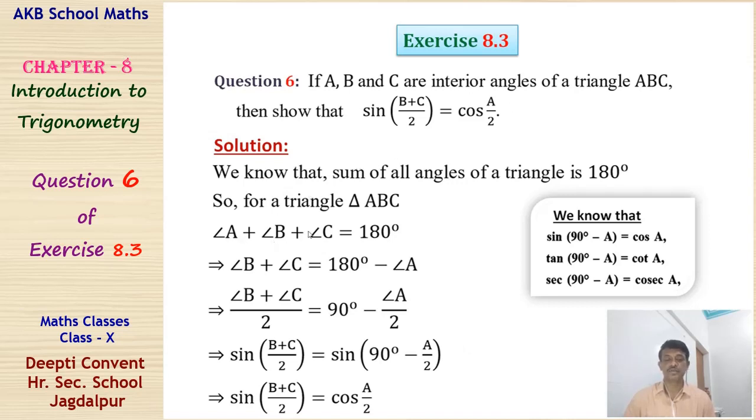Here the main thing is that the sum of angles is 180 degrees. So B plus C, we take to the left side, the other to the other side. Now divide by 2 and then taking sine, you can get by using this formula whatever we required. So this was the proof of question 6 of 8.3.